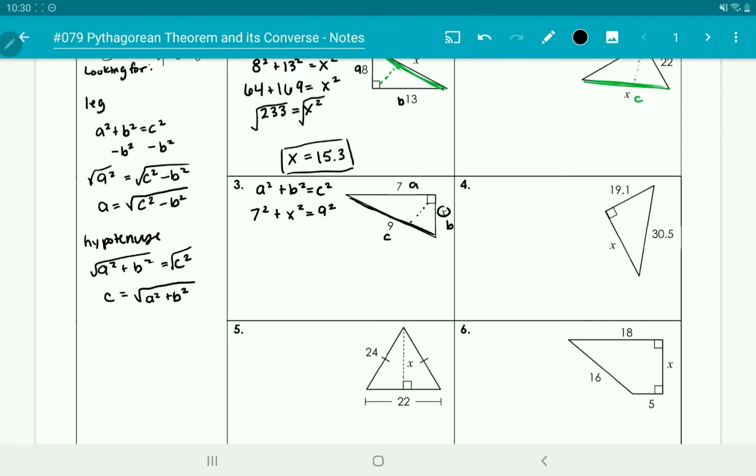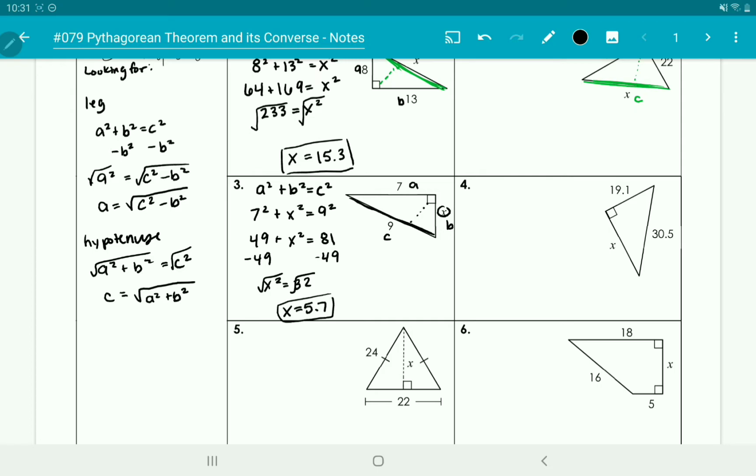Before I start solving, I'm going to simplify these. So 7 squared is 49, plus X squared is equal to 9 squared, which is 81. Okay, so now we need to solve for X. We need to get 49 on the other side, so we'll subtract it because it's a positive number. That's going to give us X squared is equal to 32. And then to get just X on its own, take the square root. It's going to give you that X is about 5.7.